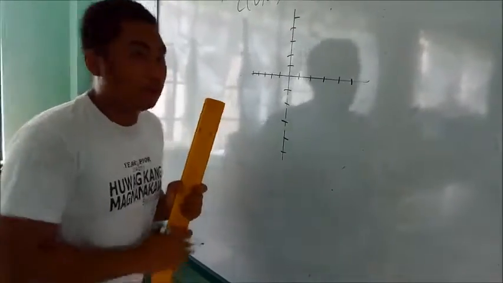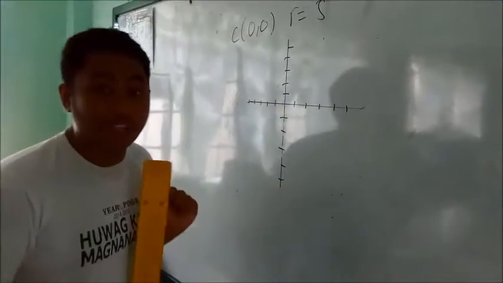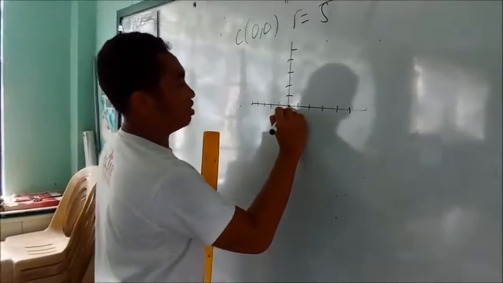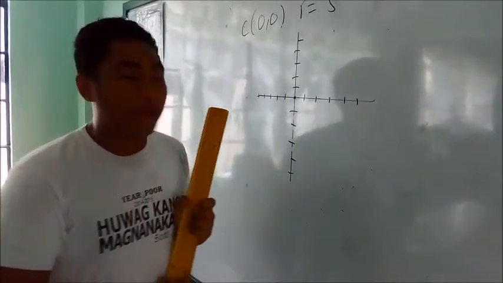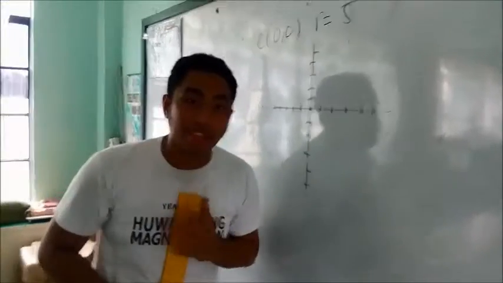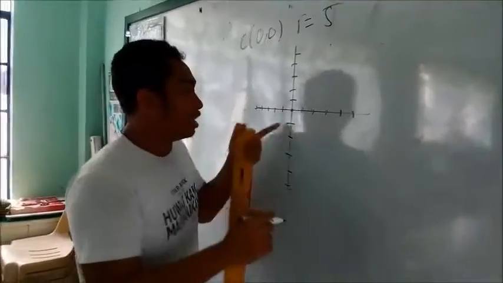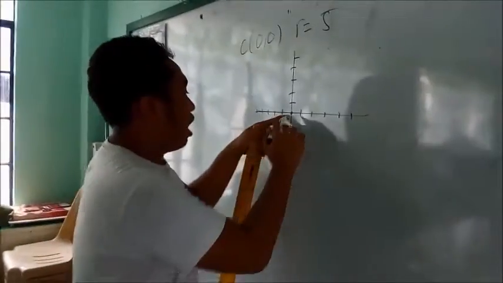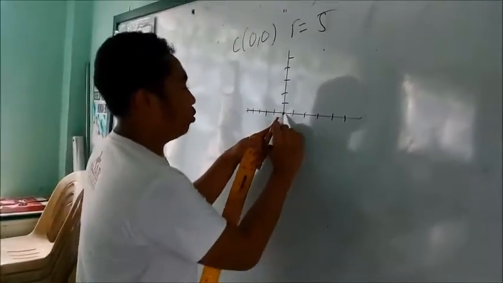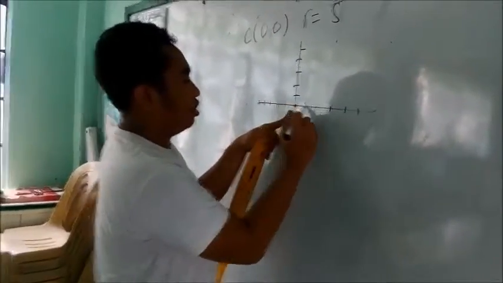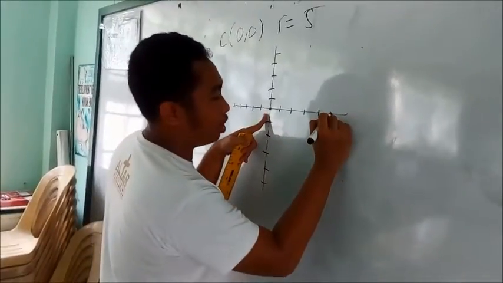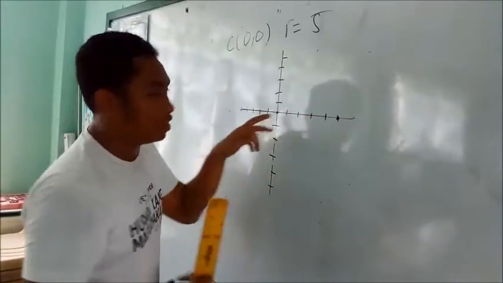So we know, based from the given, that the center is located at 0, 0 or at the origin. Then the radius is 5. So, based on the definition of a circle, the radius is the distance to any point that is equidistant to the center. So, we will just count 5 units away from the center. From the center to the right, 1, 2, 3, 4, 5. Then there you go. That is the radius of the circle.